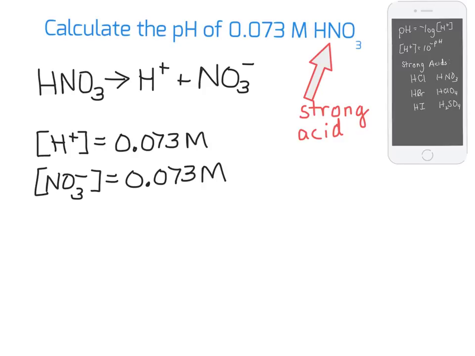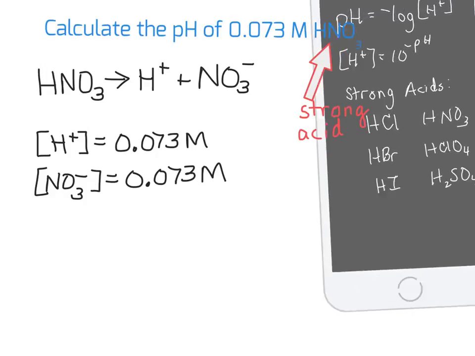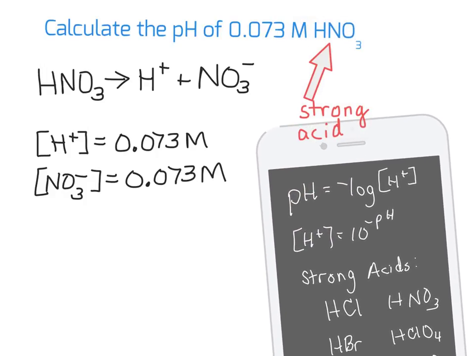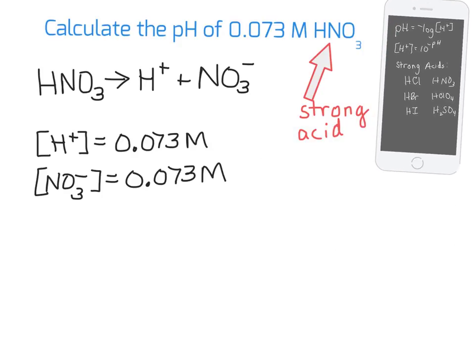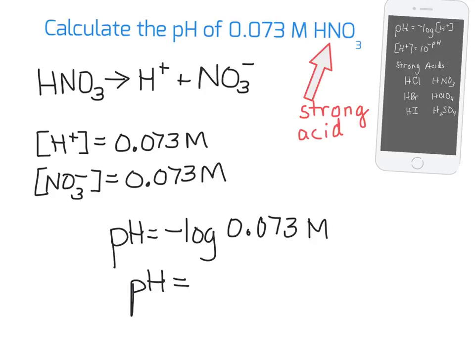What we really have in solution is 0.073 molar hydrogen ion and 0.073 molar nitrate ion, because this is a strong acid which is 100% ionized. Once we have the hydrogen ion concentration, calculating the pH is simply a matter of taking the negative log of the hydrogen ion concentration. This will give us a pH of 1.14, keeping in mind that the 2 sig figs in the hydrogen ion concentration translate to 2 decimal places in the pH.